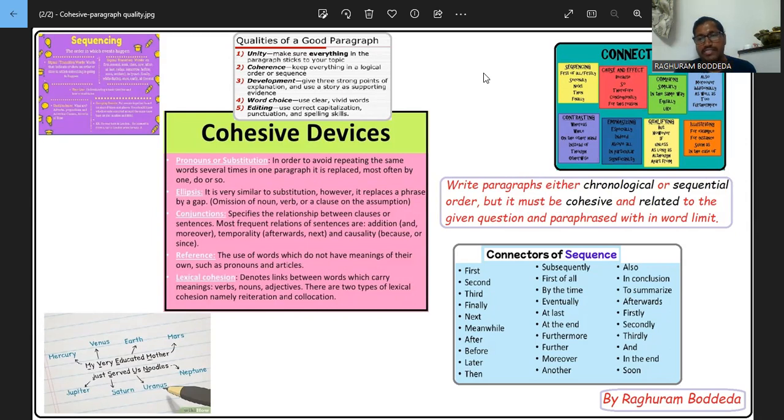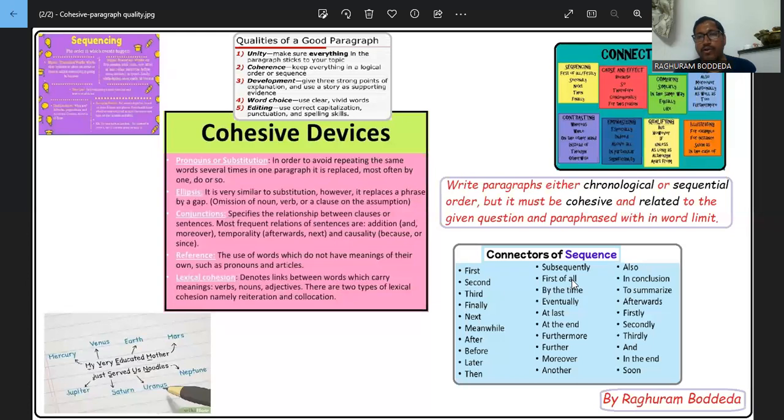I just mentioned here some of the connectors for sequence order: first, second, third, finally, next, meanwhile, after, and so forth. Subsequently, first of all, by the timeline or time, and eventually. These are some connectors you may use in your paragraphs and sentences, which give quality to your writing, especially paragraph quality of writing.